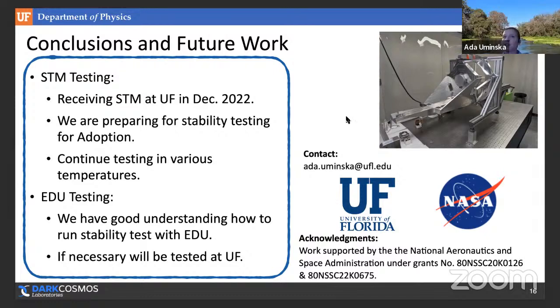Mechanical tolerances. I'm not sure. Sorry, I'm not sure if I understand the question.